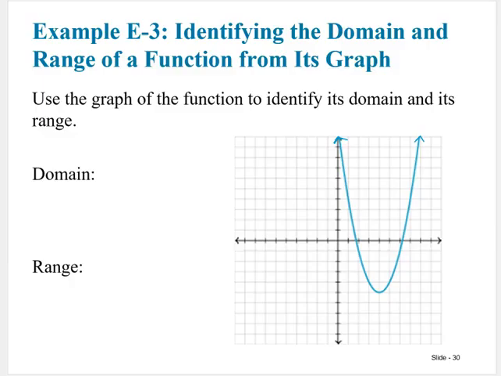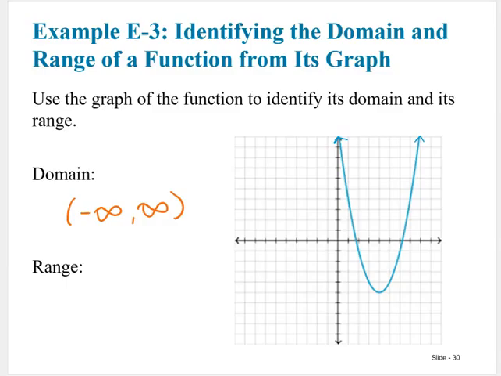So this domain value, notice I've got some arrows on here, which means that this parabola is going to keep going and going and going. And the higher it gets, the wider it gets. So this is going to keep going forever and ever and ever. So that means my domain is going to be from -infinity to +infinity. Notice infinities always have the round because they are not actual numbers.